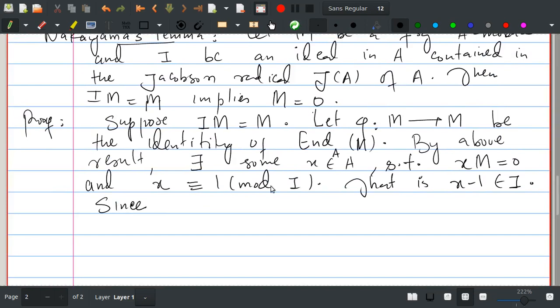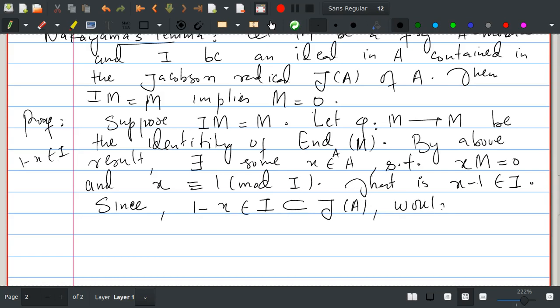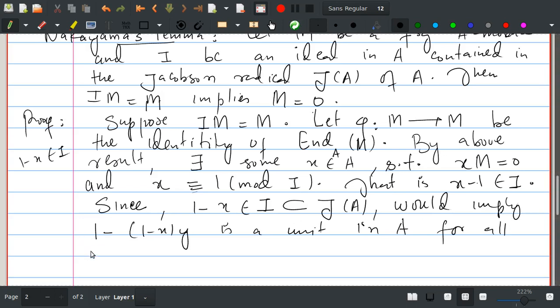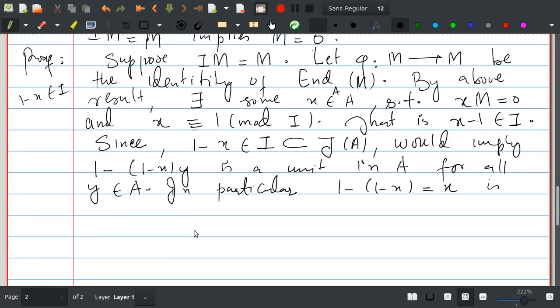So now, x minus 1 being an element of I implies 1 minus x is also in I. Since 1 minus x is an element of I, which is contained in the Jacobson radical, this would imply 1 minus xy is a unit in A for all y in A. In particular, 1 minus x, which is equal to x, is a unit. Here we are taking y to be equal to 1 because this is true for all y in A.